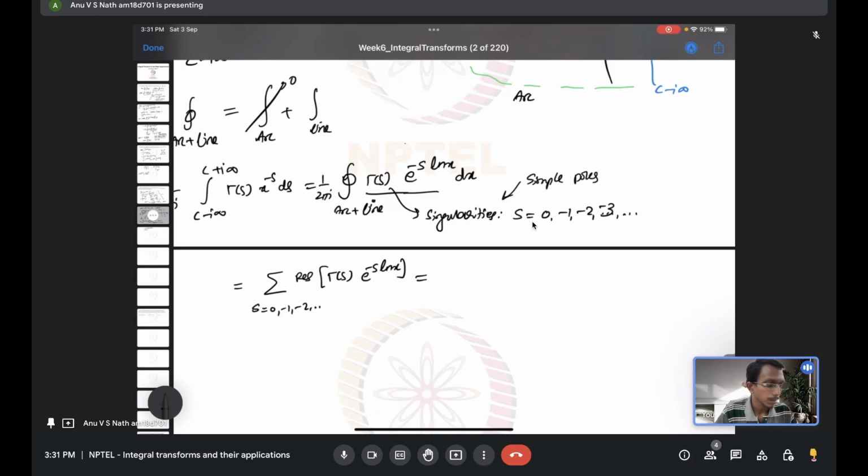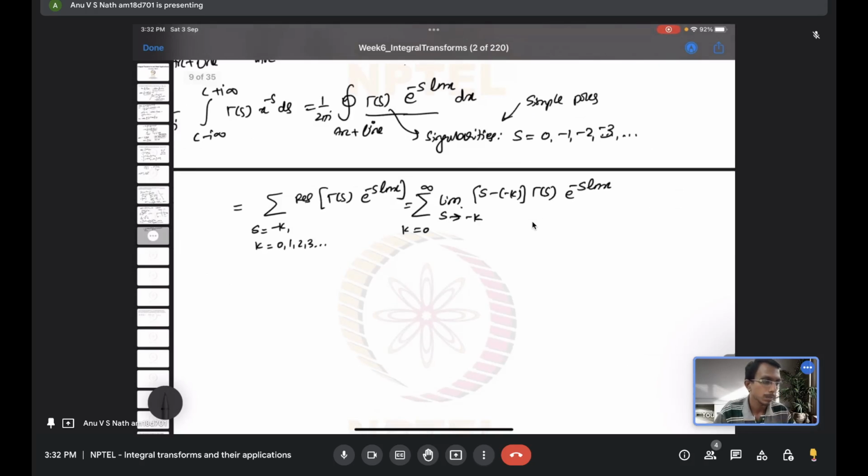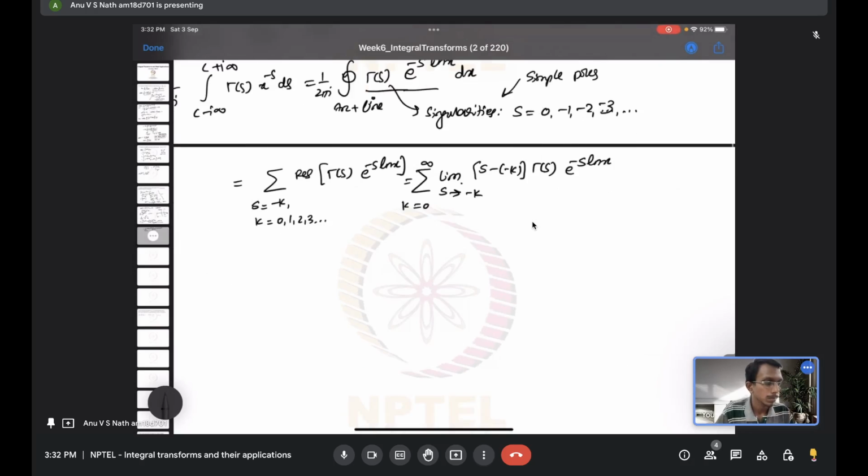So you can find the residues just by using the symbol technique. Let's say this is s equal to minus k, where k is equal to 0, 1, 2, 3, etc. What you can do is multiply with s minus k and gamma of s exponential of minus s ln x, and then take the limit of s tending to minus k, where k is from 0 to infinity, basically just integers 0, 1, 2, 3, etc.